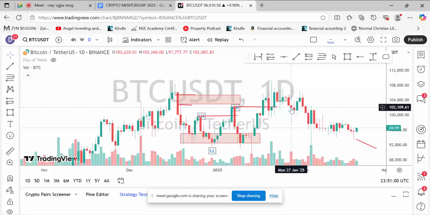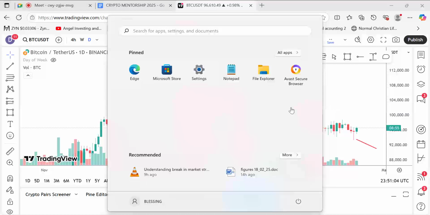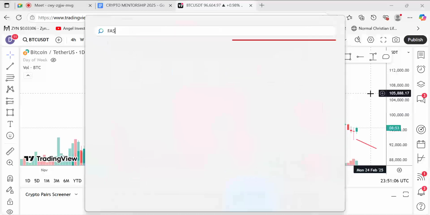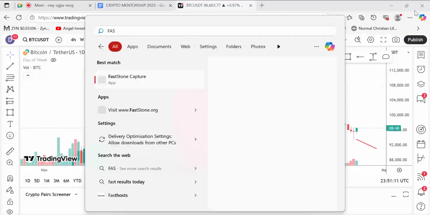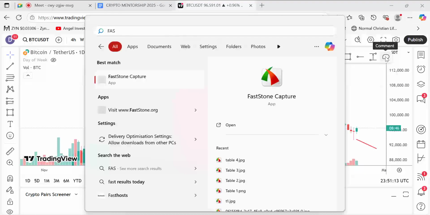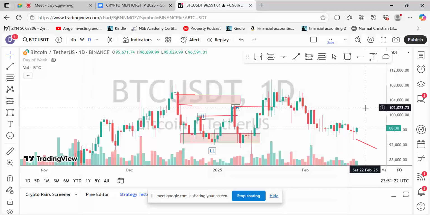So do you have any question at this point? Okay, so I've shown you one candlestick. Now I'm going to show you the second candlestick that you need. I believe that one you already know. It's called the bullish engulfing candle. But before that, let me just screenshot this and then I'll send it to you.